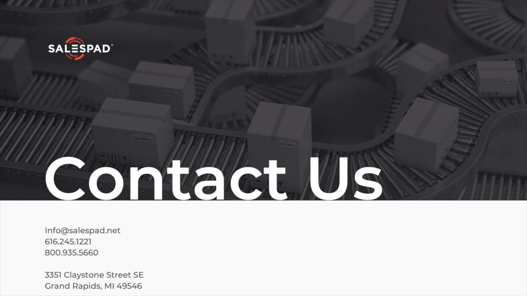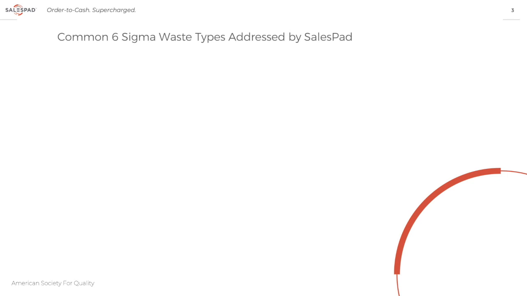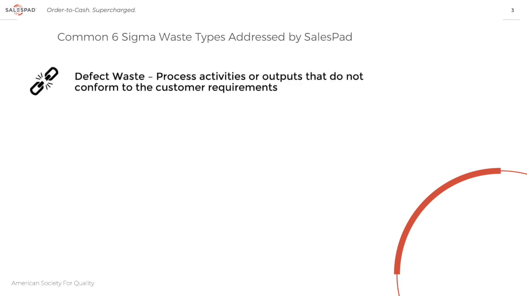So before we jump into these use cases, let's explore a little bit further the different types of waste that we encounter quite often in the order-to-cash process. Six Sigma identifies several different types of process waste. We're going to focus on these six for today. These are probably the most common types that we encounter as we talk to prospects and clients about their order-to-cash process. And so the first one we're going to talk about is defect waste.